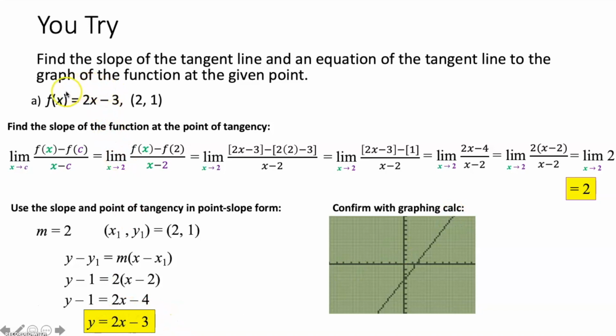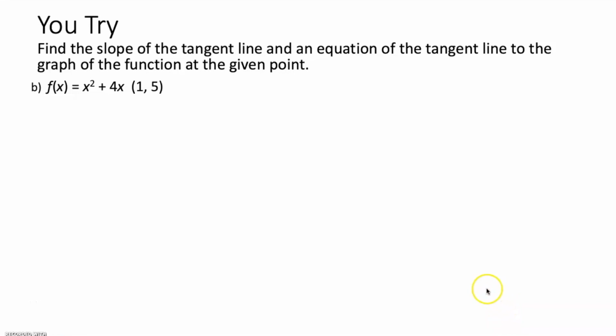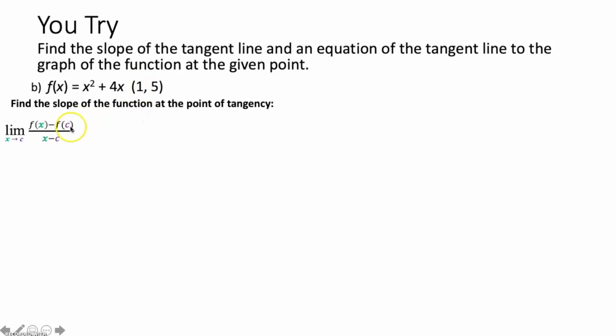Therefore, the equation of our function is the exact same equation as our tangent line here. For part B, we're doing the same thing. We want to find the slope of the tangent line first, with the slope of the tangent line to this function at this given point. Again, because we want the slope of the tangent line at a given x value, c, or in this case 1, we're going to use the alternative form of the derivative.